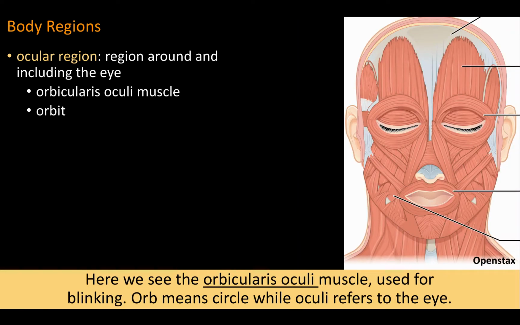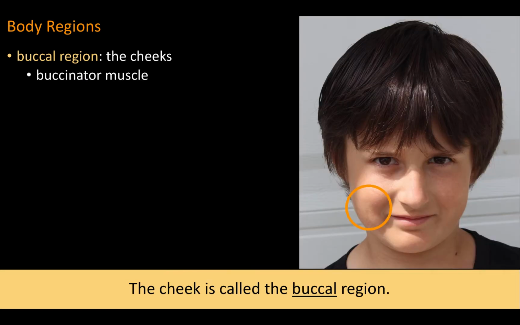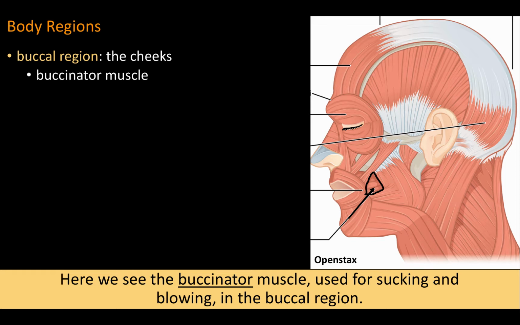Here we see the orbicularis oculi muscle, used for blinking. Orb means circle, while oculi refers to the eye. When we are talking about the bony socket of the eye, we use the term orbit. The cheek is called the buccal region. Here we see the buccinator muscle, used for sucking and blowing in the buccal region.